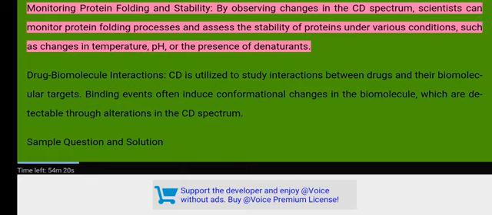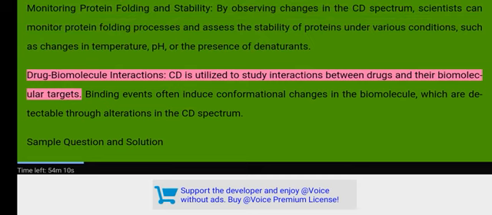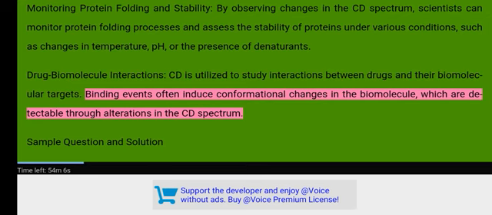Monitoring protein folding and stability. By observing changes in the CD spectrum, scientists can monitor protein folding processes and assess the stability of proteins under various conditions, such as changes in temperature, pH, or the presence of denaturants. Drug biomolecule interactions. CD is utilized to study interactions between drugs and their biomolecular targets. Binding events often induce conformational changes in the biomolecule, which are detectable through alterations in the CD spectrum.